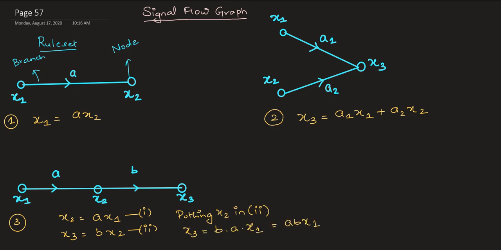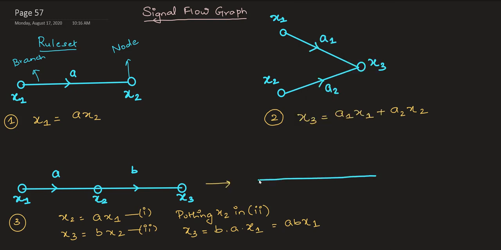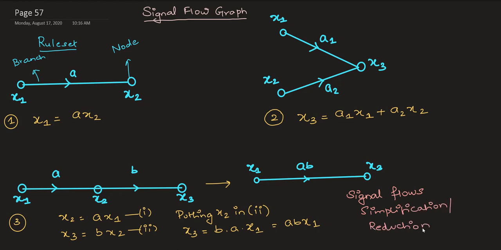We have the same set of rules we saw for block diagrams. The first two are the same: X2 is equal to A X1, and X3 is equal to A1 X1 plus A2 X2, which are obvious from the given figure. And then you have the multiplier, so you can simplify two branches A and B into a single branch AB, which is shown in the third rule.